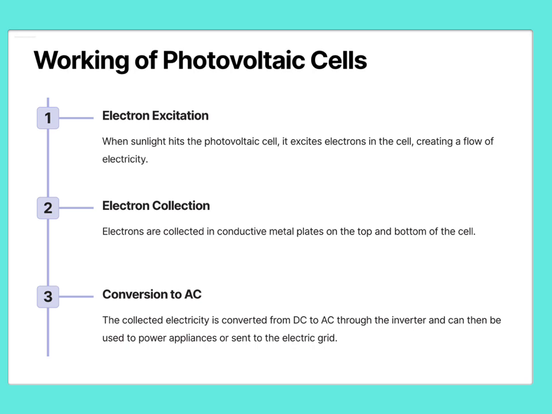So allow me to explain the working of a photovoltaic cell. The working of a photovoltaic cell consists of three steps. Step 1, electron excitation. When sunlight hits the photovoltaic cell, it excites electrons in the cell, creating a flow of electricity. Step 2, electron collection. The electrons generated in step 1 are collected in conductive metal plates on the top and bottom of the cell. Step 3, conversion to AC. The collected electricity is converted from DC to AC through the inverter and can then be used to power appliances or sent to the electric grid.